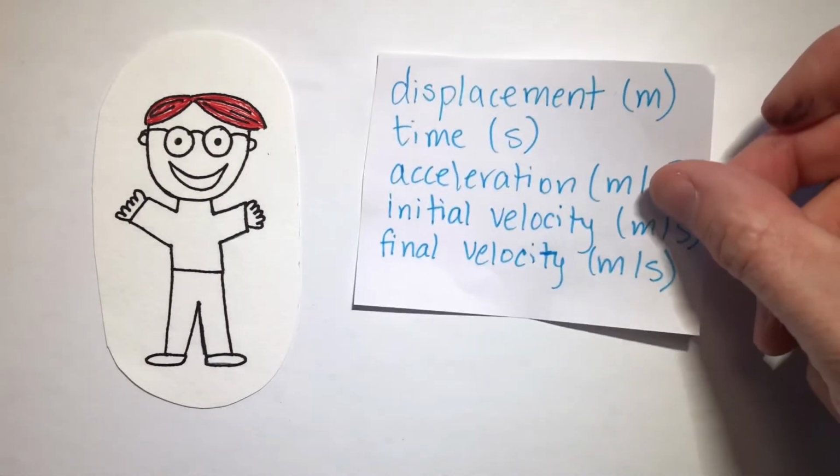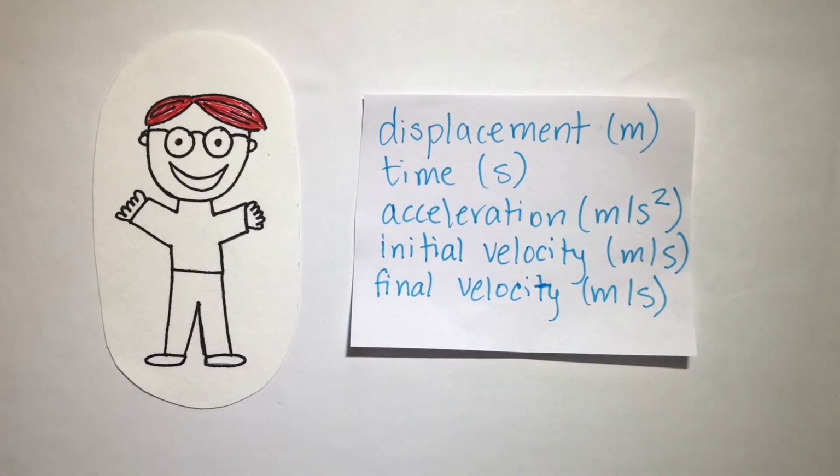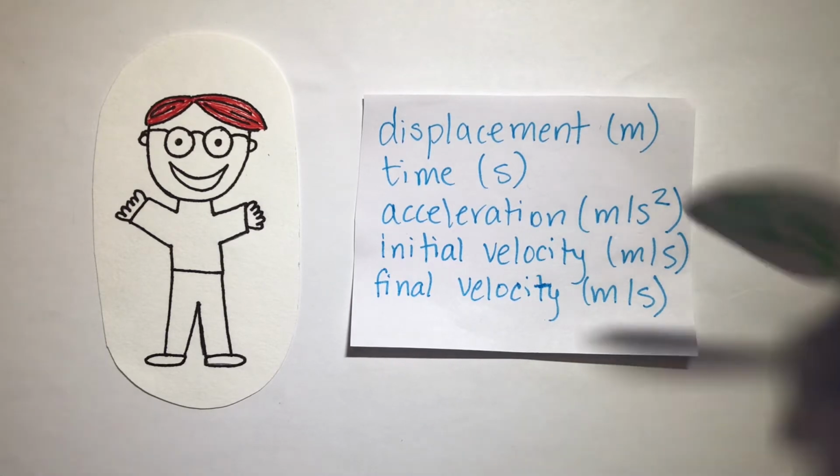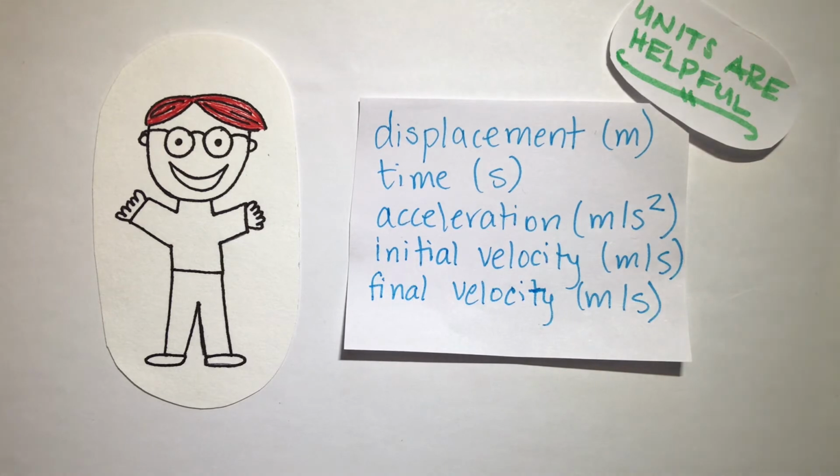All of our kinematic equations are made up of, let's call them variables, and there's 5 of them. We have displacement, which is measured in meters, time, measured in seconds, acceleration, measured in meters per second squared, and initial velocity and final velocity, both measured in meters per second. One thing to keep in mind when looking at kinematic equation problems is that units are helpful. These units will help to identify what we have and will help us to figure out what it is that we need.